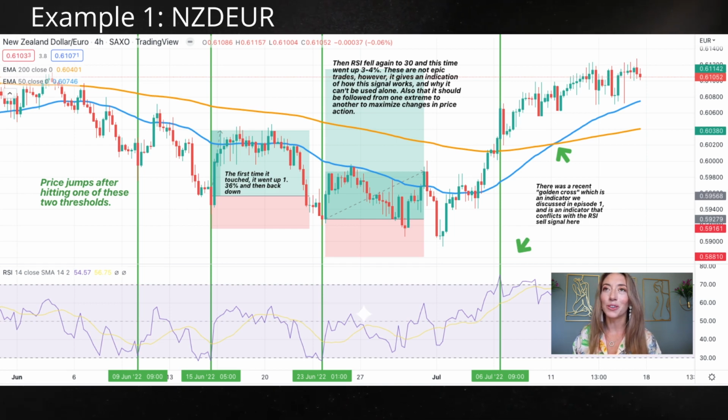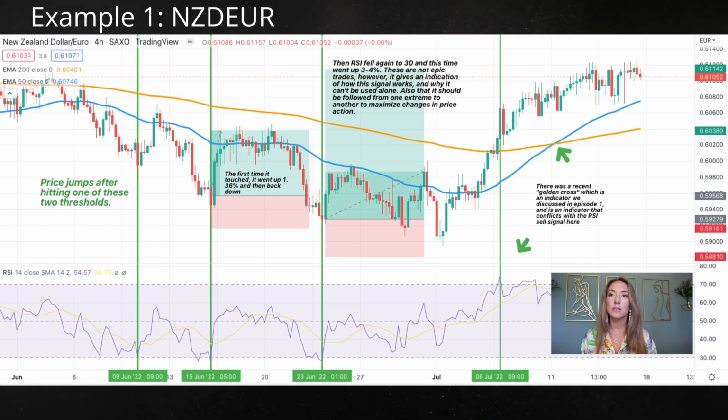This is the New Zealand dollar and the euro, and we're going to follow the RSI here on the bottom. You can see these green vertical lines marking the overbought and oversold areas, and you can see how these indicators line up with the changes and fluctuations in the price over time.